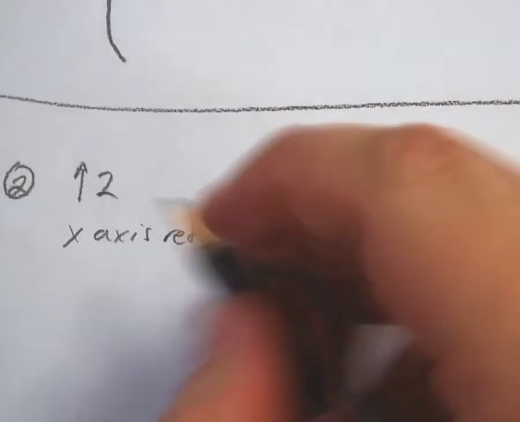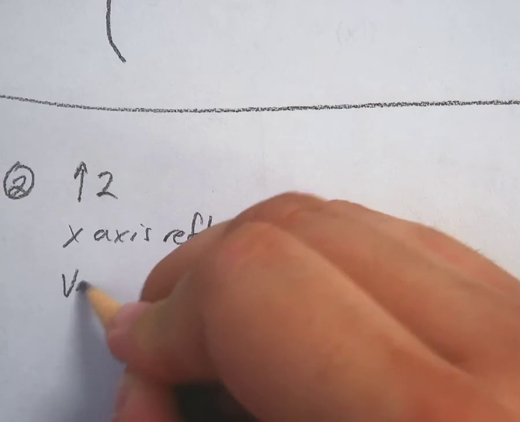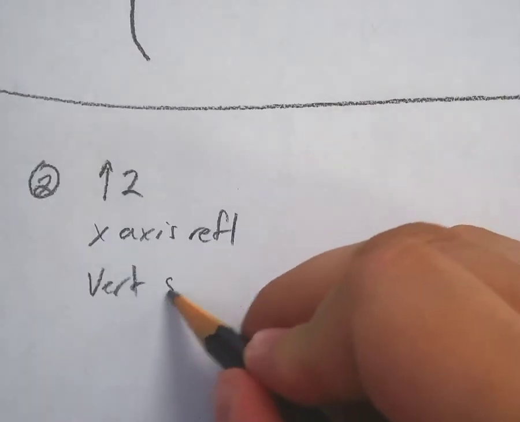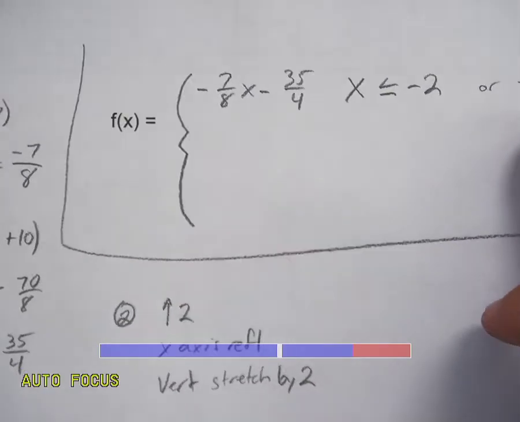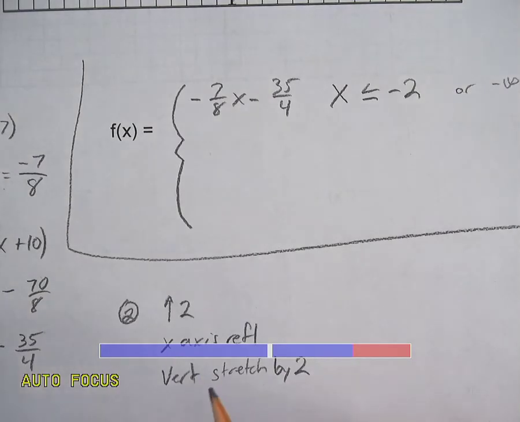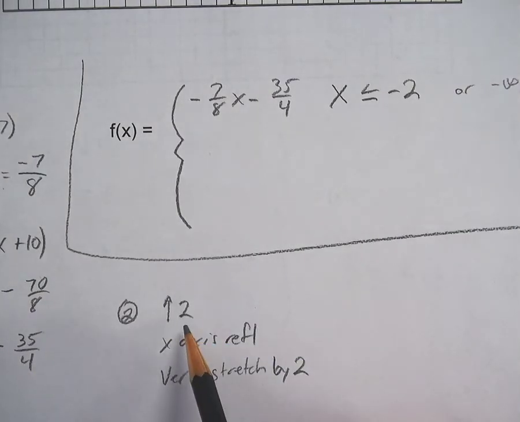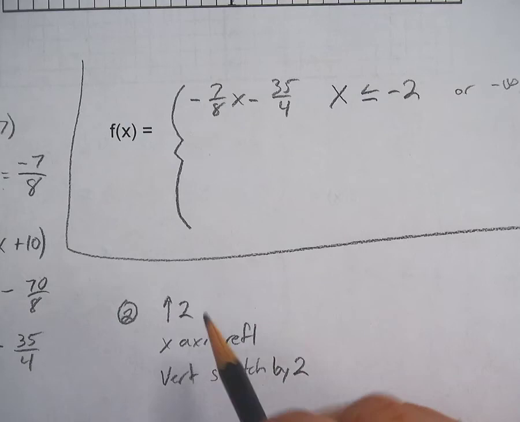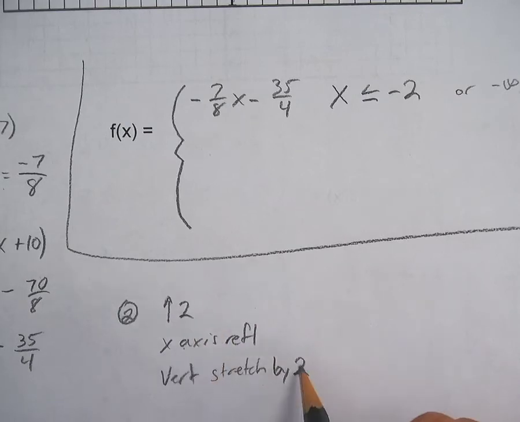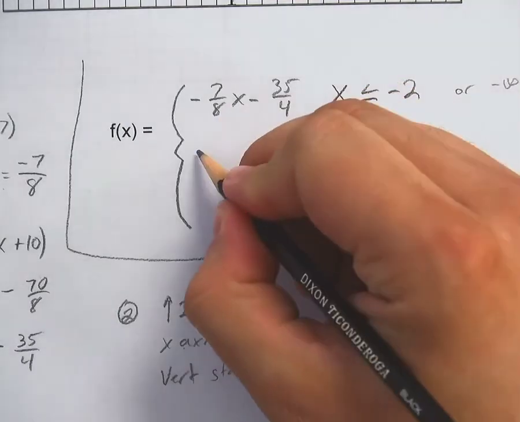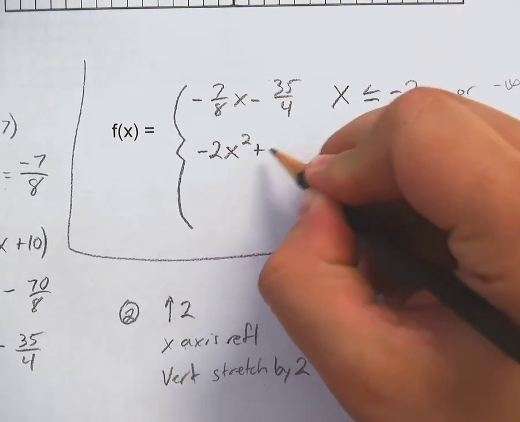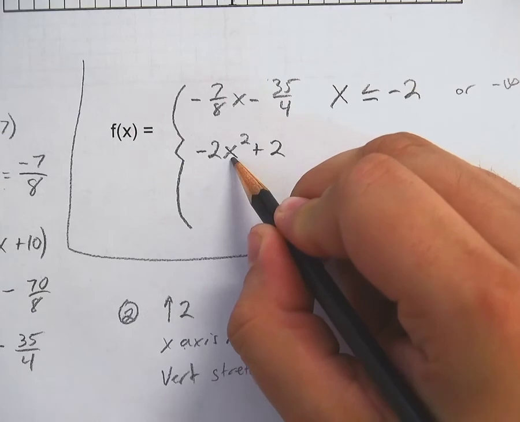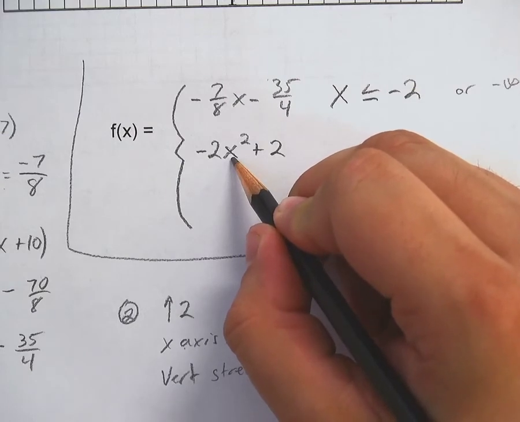So it looks like we're going to have a vertical stretch by 2. So now that we have that, let's write the equation for it. It's a parabola, and it's going to be an x-axis reflection multiplied by 2, so that'll be negative 2x squared plus 2. I'm not going left or right, so it'll just be negative 2x squared plus 2.